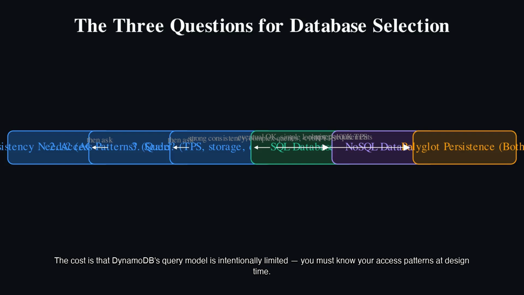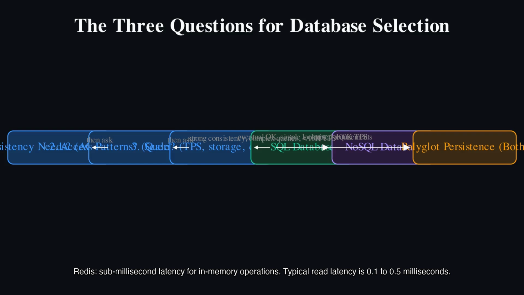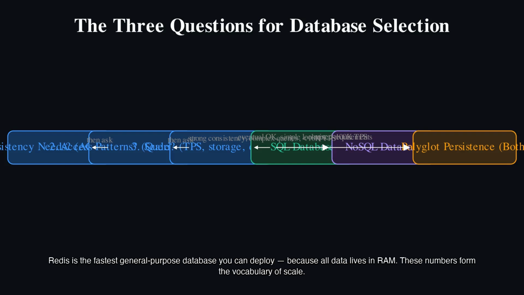Redis, sub-millisecond latency for in-memory operations. Typical read latency is 0.1 to 0.5 milliseconds. A single Redis node handles hundreds of thousands of operations per second. Redis is the fastest general-purpose database you can deploy because all data lives in RAM.